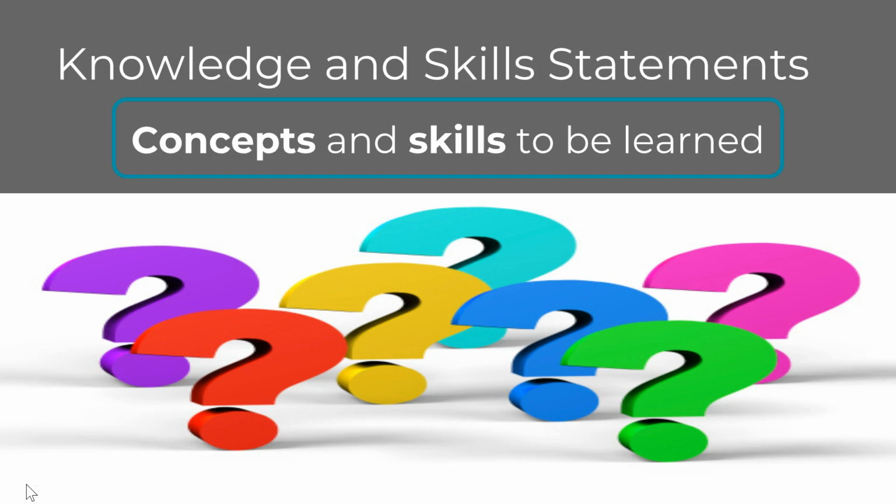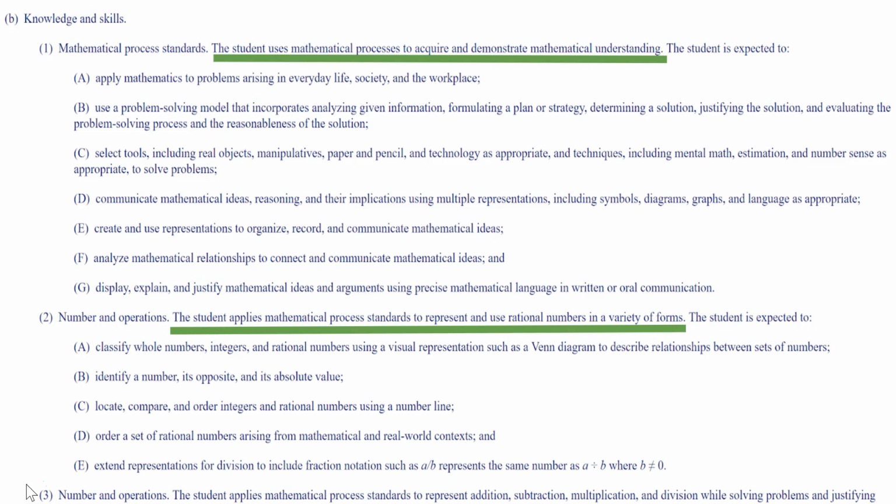Following the strands are the knowledge and skill statements. The knowledge and skill statements describe what particular concepts and skills are to be learned within the strands. Some strands have multiple knowledge and skill statements, while others may just have one. Here's a portion of the knowledge and skill statements that follow the strands. You can see that they're underlined in green. At this time, you may want to pause the video to locate and underline the knowledge and skill statements you have in your version of the TEKS. Again, this is all just meant to help us understand how the TEKS are organized.